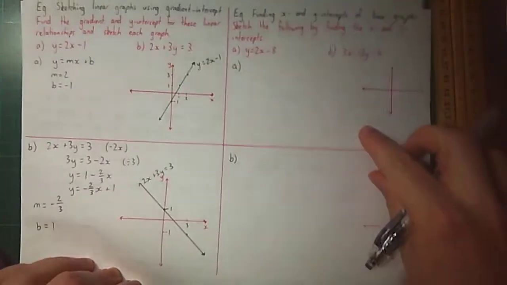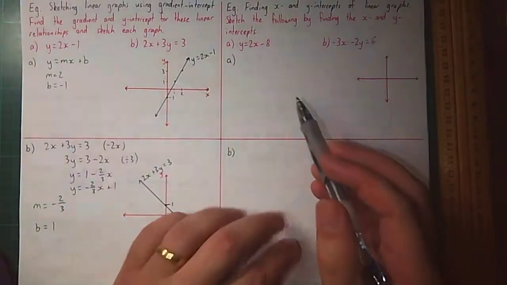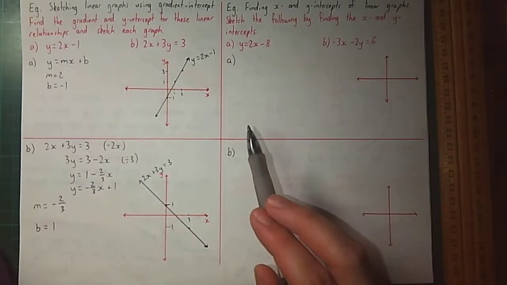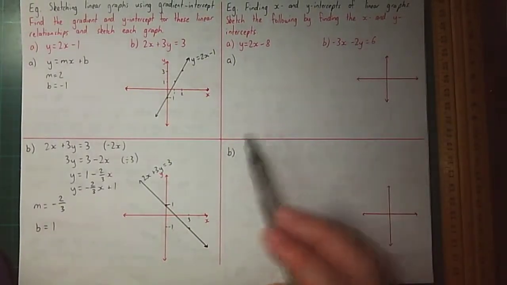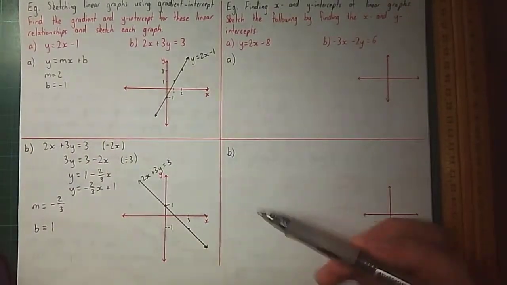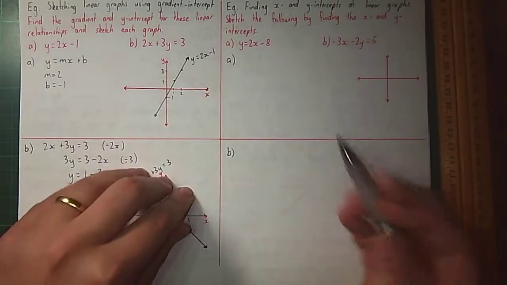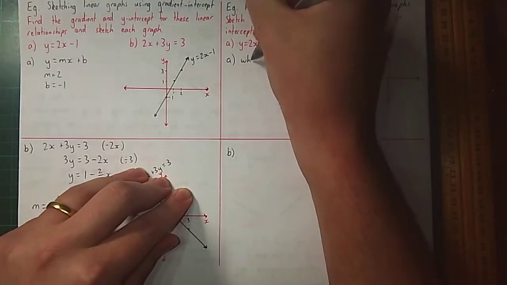The second last example is going to be how to find x and y intercepts of linear graphs. So, sketch the following by finding the x and y intercepts. In this case, we don't need to have it in this form. What we need to do is find when x is 0, which is the y-intercept, and when y is 0, which is the x-intercept. So, we'll start off with A.